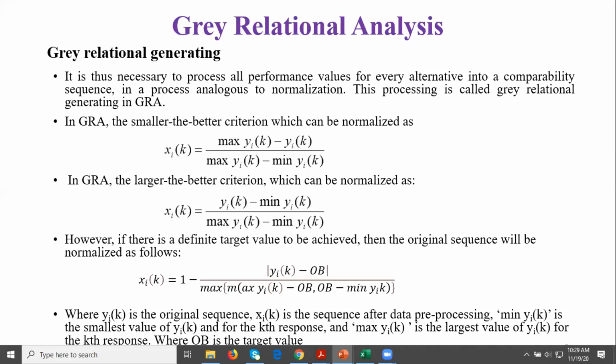Before going to gradation analysis, first we have to do the gradation generation. In the gradation generation, they use normalization. So what is normalization?